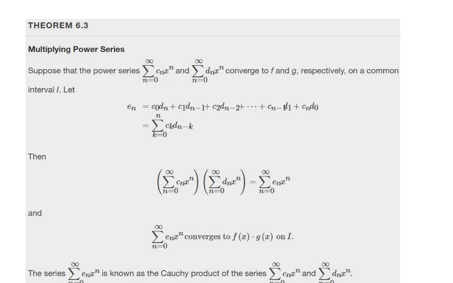Suppose you have two power series, starting at n equals 0, the sum of c sub n x to the n and the sum of d sub n x to the n. They both converge respectively on the common interval I. And e sub n is going to be c naught d sub n, c1 d sub n minus 1, and so on. And you're thinking, what is going on?